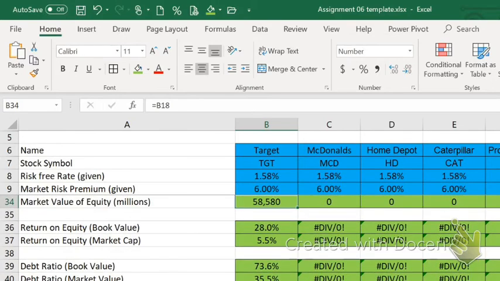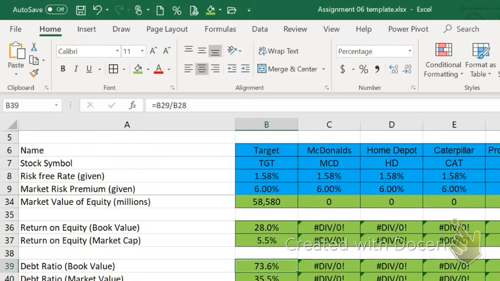What we can see is some of these common metrics like return on equity based on book value, 28%. It's only about 5% based on the market cap or market value of equity. If we look at the debt ratio, it's about 73.6% based on book values. On market values, it's a lot smaller, so they don't use near as much financial leverage once you convert the equity values to market values.